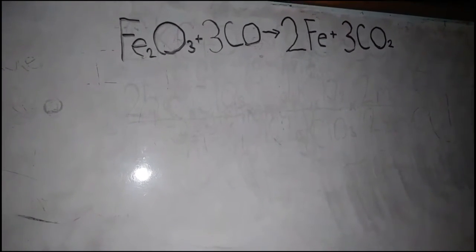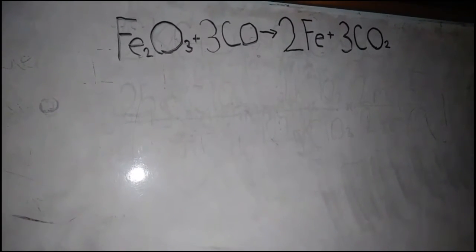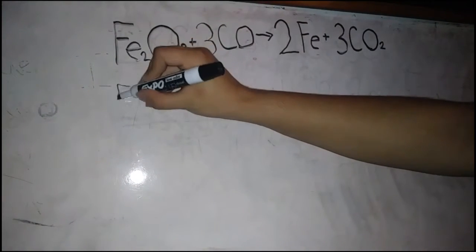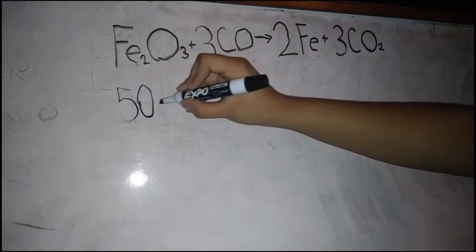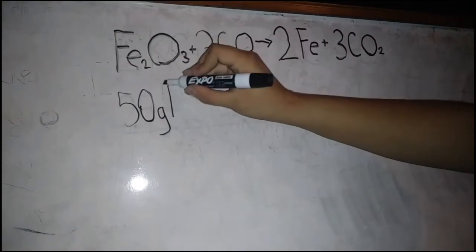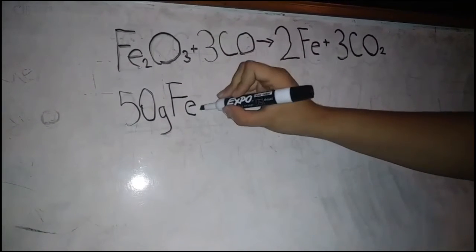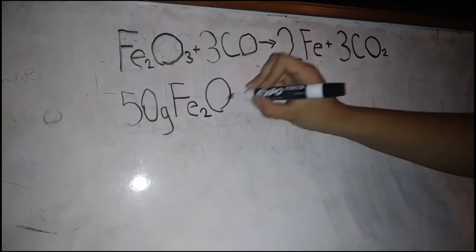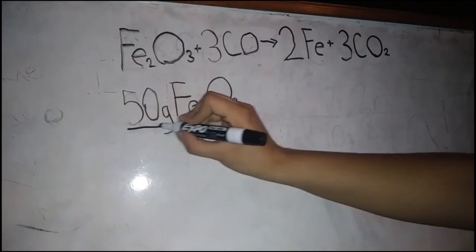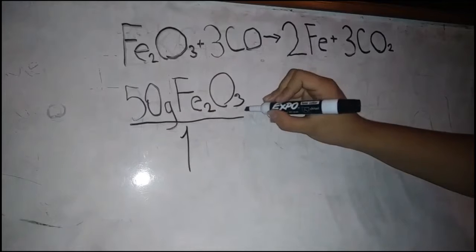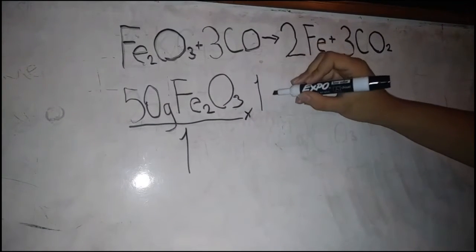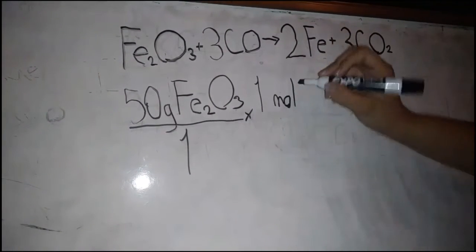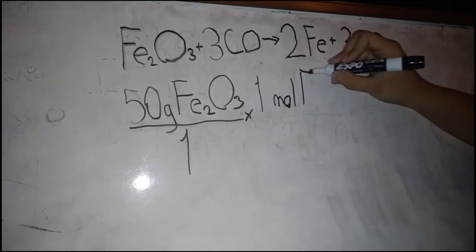Here is our second example. How many grams of carbon monoxide are required to react with 50 grams of iron oxide? So again, we will just start with what we already know, which is that there are 50 grams of iron oxide. And then, like I said before, just put that over 1. And then this one will always be 1 mole. And then the chemical formula that you wrote before.